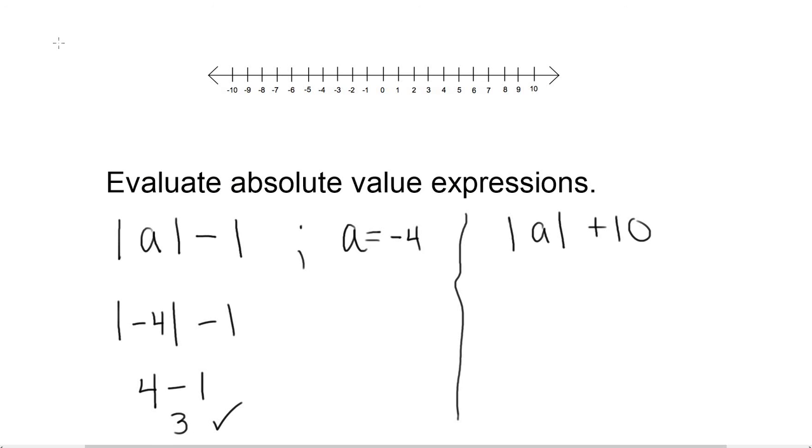And in this next example, we want to find the absolute value of a plus 10, where a is still -4. So we substitute -4 for a, so that's absolute value of -4 plus 10. Absolute value of -4 is just 4 plus 10. So the absolute value of a plus 10 is 14. So that's integers, absolute value, and the number line.